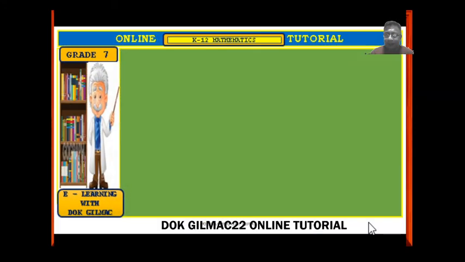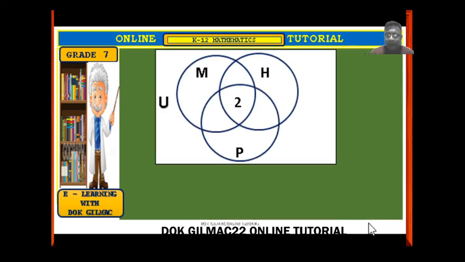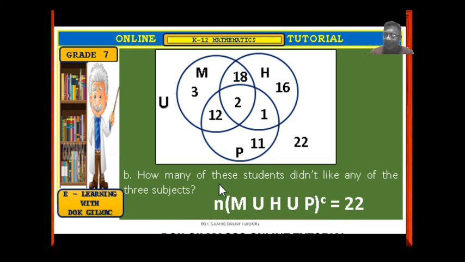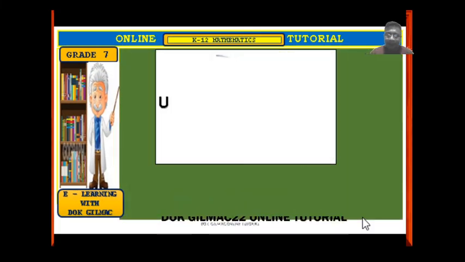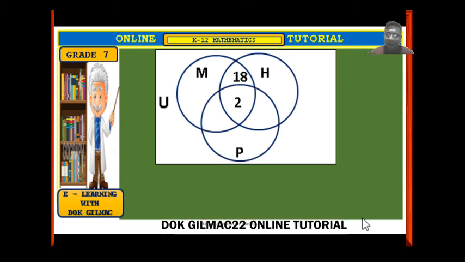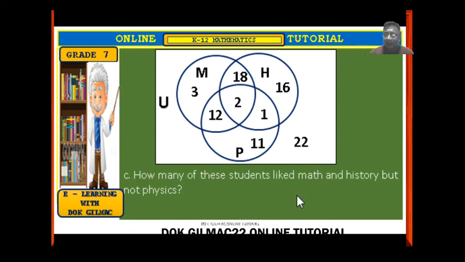Next one. So again, we consider the Venn diagram and the questions given for letter B. How many of these students did not like any of the 3 subjects? So as you can see, there are 22. Okay? Next one. How many like math and history but not physics? So we have here the question.